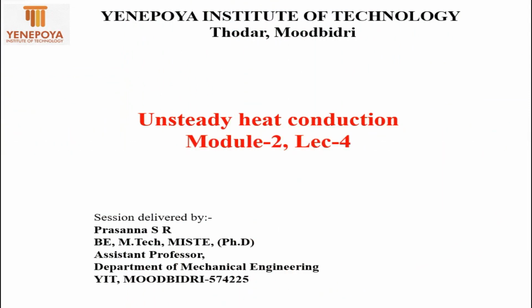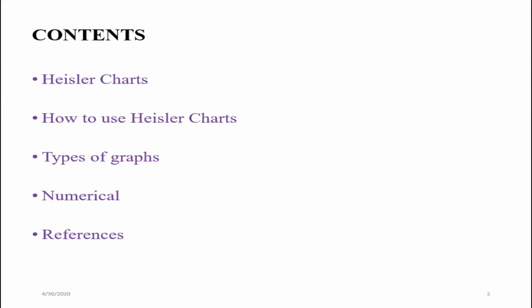Hello everyone, I welcome you all to this fourth lecture session on unsteady state heat conduction. In this session, we will discuss the graphical method of solving unsteady state conduction problems. In that, we will discuss Heisler charts, how to use these charts, and the types of graphs available to solve unsteady state conduction problems. Finally, we will solve two problems on unsteady state conduction based on the graphical method.